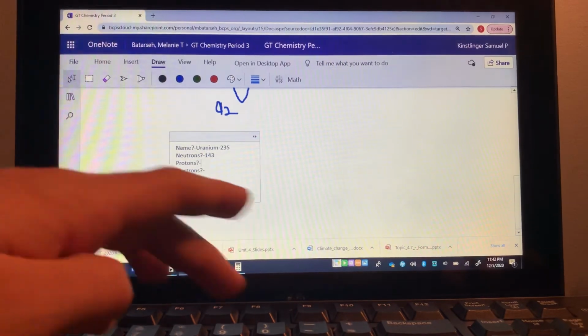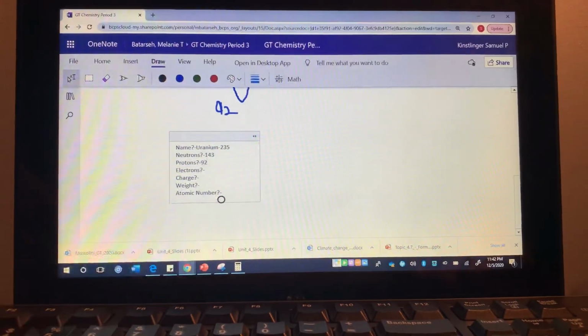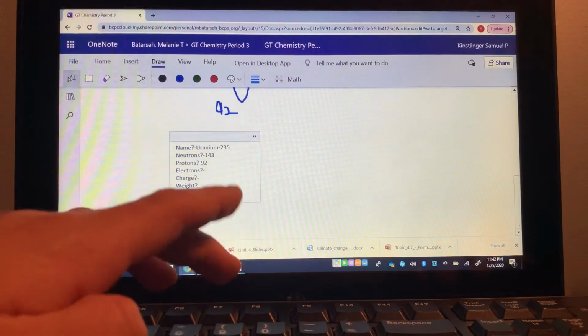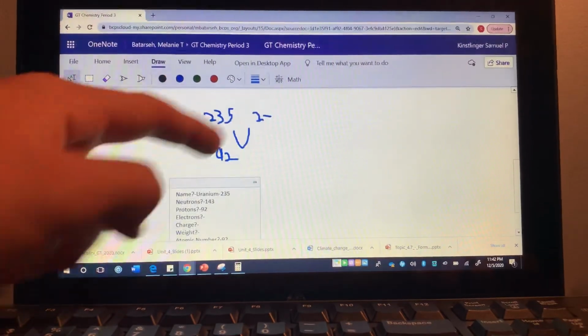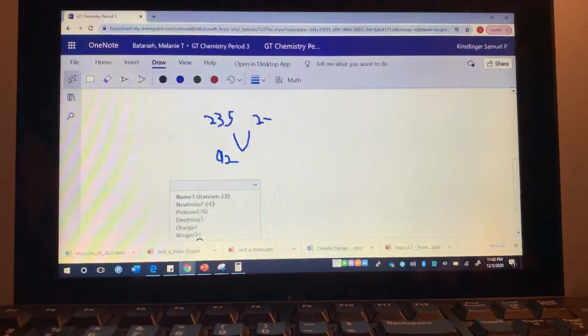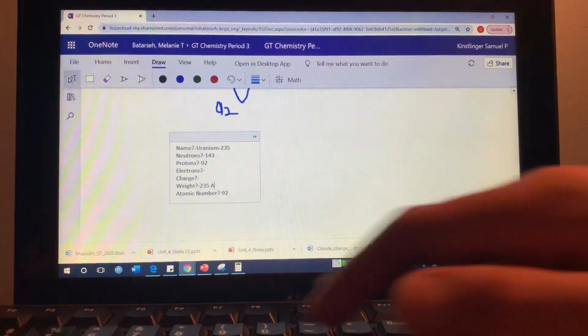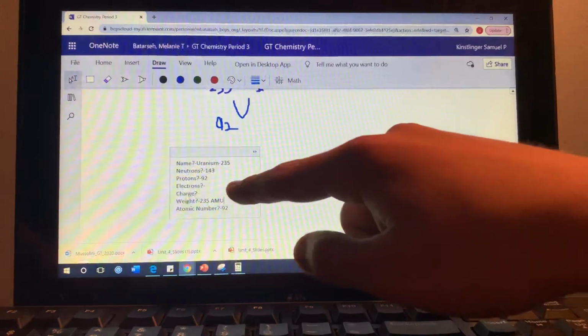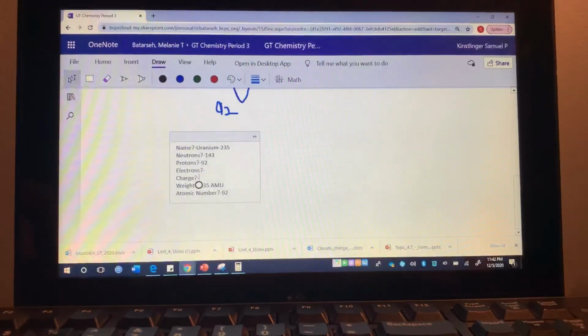Protons, we see there is 92. Atomic number is going to be the same as the amount of protons. It's going to be atomic number 92, which is uranium. The weight, you see there, is 235 atomic mass units, that's the atomic weight. The charge is 2 minus.